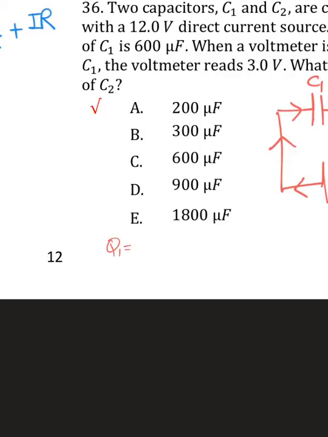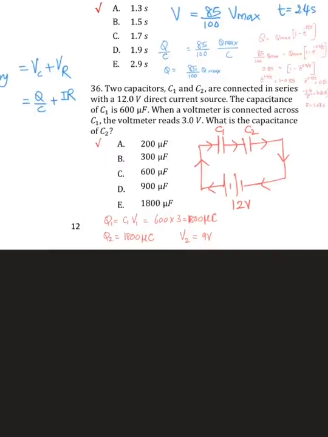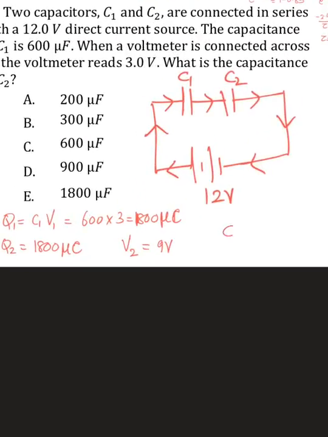So Q1 is equal to C1 V1. C1 is 600, V1 is 3, so we get 1800. Don't forget micro was there, so 1800 microcoulomb. Q2 will also be 1800 microcoulomb. And V2 will be 12 minus 3, 9 volt, because that's in series. So we want to find C2.